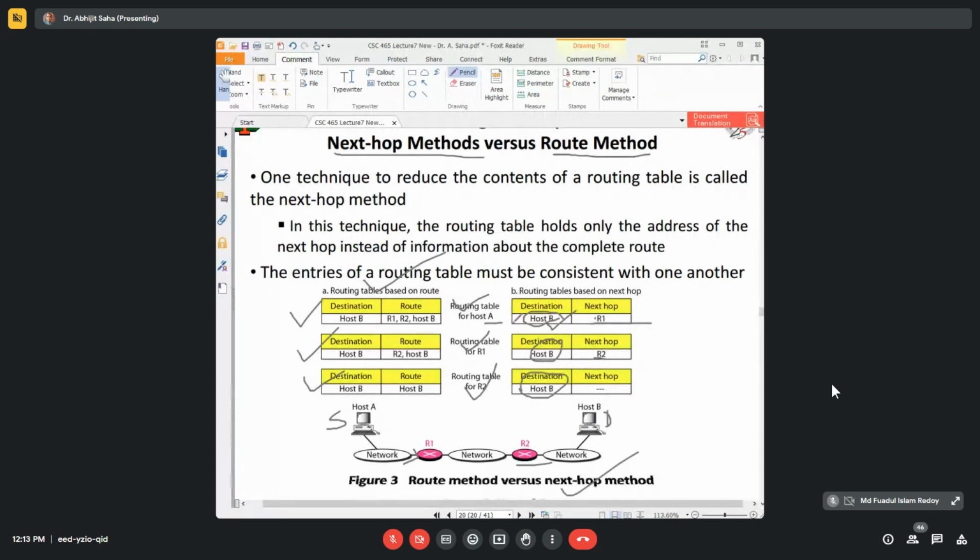So this is the difference. You can see that if we are following the next hop method, then we do not need to keep the record of the total paths from a node to the destination. The total paths do not need to be stored. So this is how you can actually reduce the weight of the routing table of each node. Is it clear?